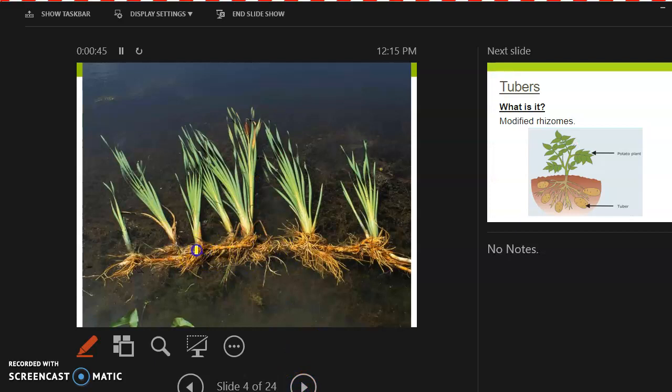So basically what happens is right here where my highlighter is, these are your nodes. Okay, so when you pull it, it's not necessarily all going to pull up, but wherever you have a node, you're going to have a new plant. That's why grass does so well.